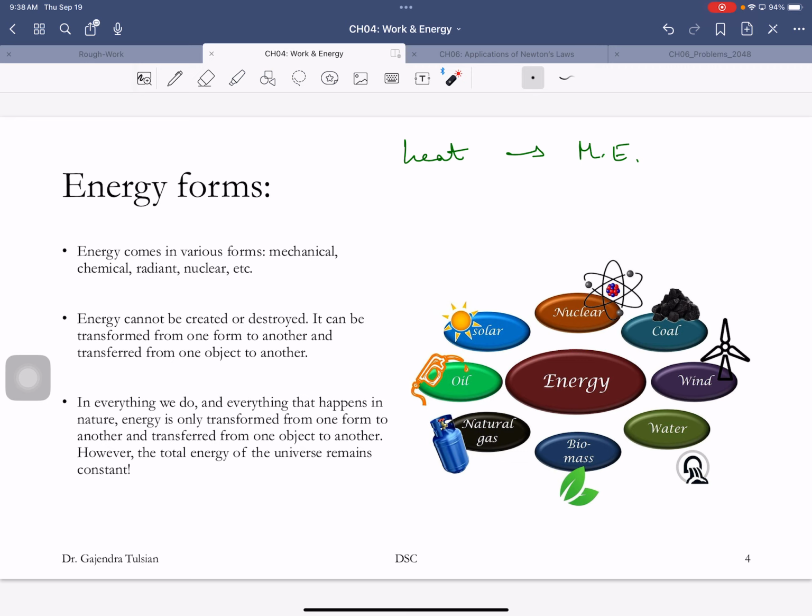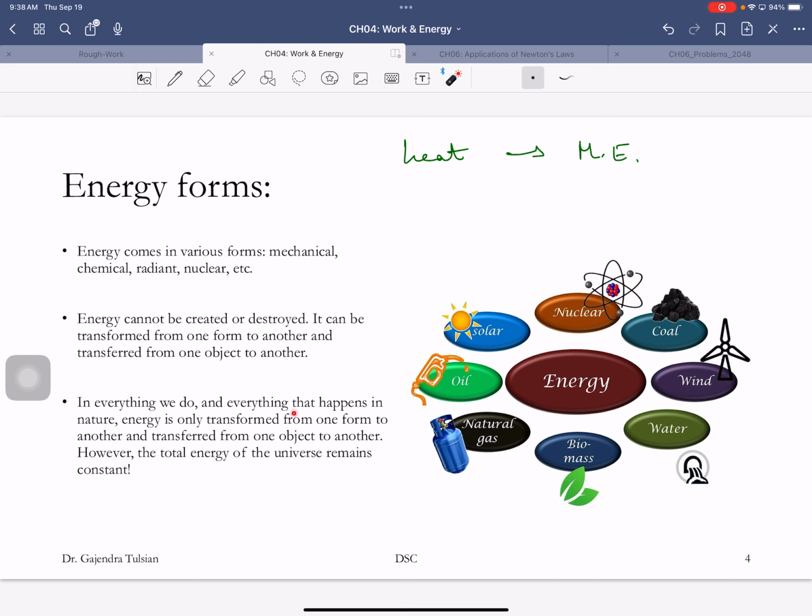You do this every day. In your car, when you burn gasoline, the gasoline releases heat, and that is converted to the motion of your car. Okay? So your car is a device to convert heat to mechanical energy. All right, so we're doing that in our lives all the time. So it can transform from one form to another and be transferred from one object to another. So you just saw that when you do work on an object, you're transferring energy from you to that object. Okay?